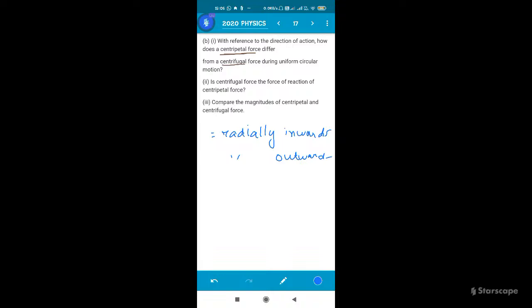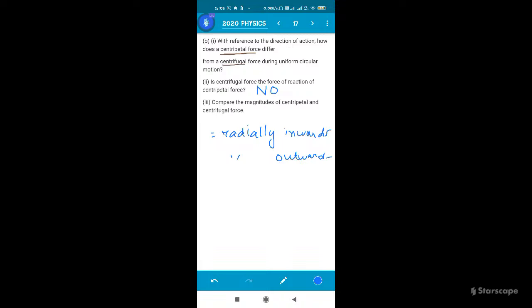Is centrifugal force the force of reaction for centripetal force? Many people think that yes, since one is directed outside and the other is directed inside, that means they are the reaction forces of each other, like in Newton's third law. But no, it's not true. So you have to just write no or yes. You don't have to explain, but I'm just explaining it to you so that you can remember these things.